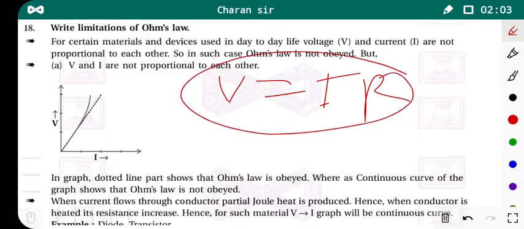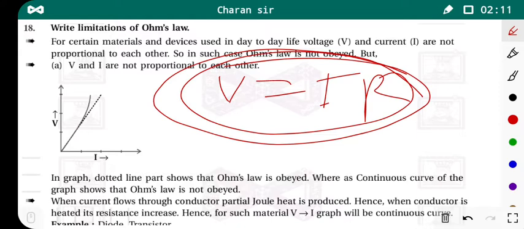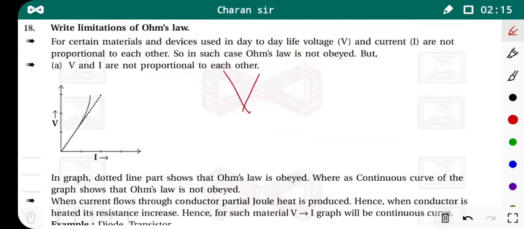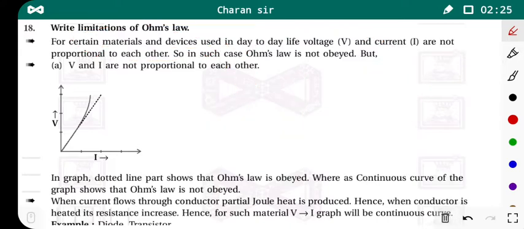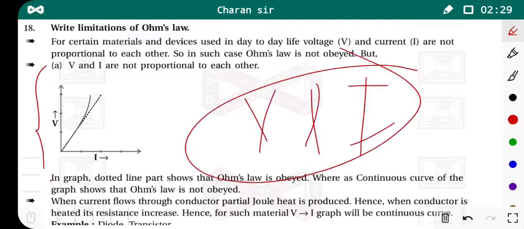In some materials and some devices that we use in day-to-day life, it is found that this law does not hold or is not obeyed. That means voltage and current are not directly proportional to each other in some materials or devices. So we consider three cases in which voltage and current are not directly proportional to each other.